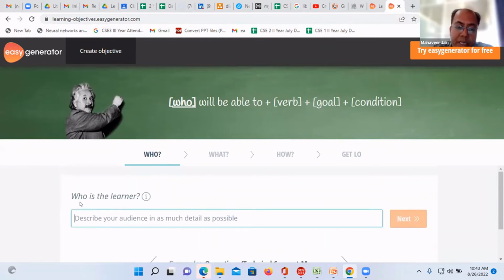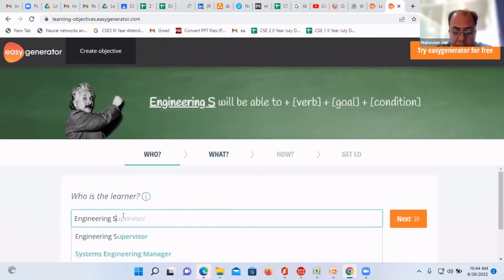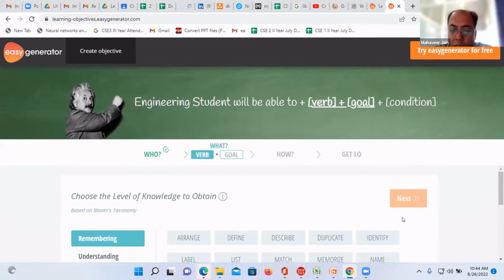Suppose the first question is, who is the learner? The browser is visible. So with the help of this website, we can design our objectives. The first question is, who is the learner? Suppose engineering student. So I have written engineering student. Then you go for the next.